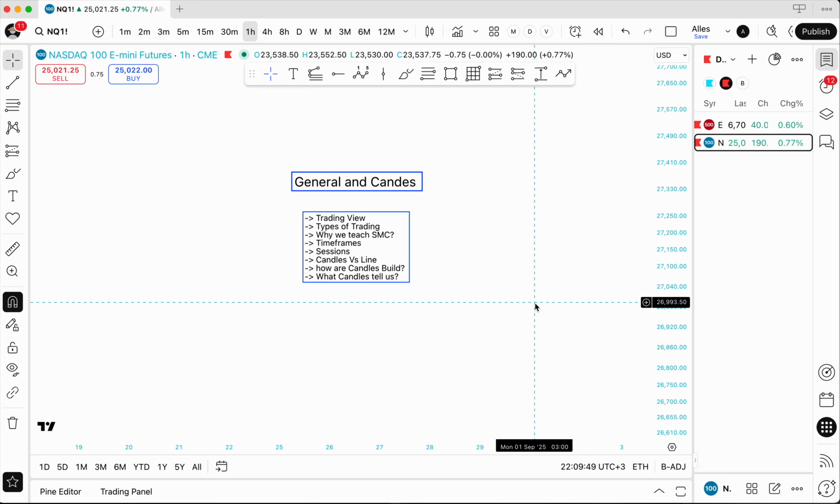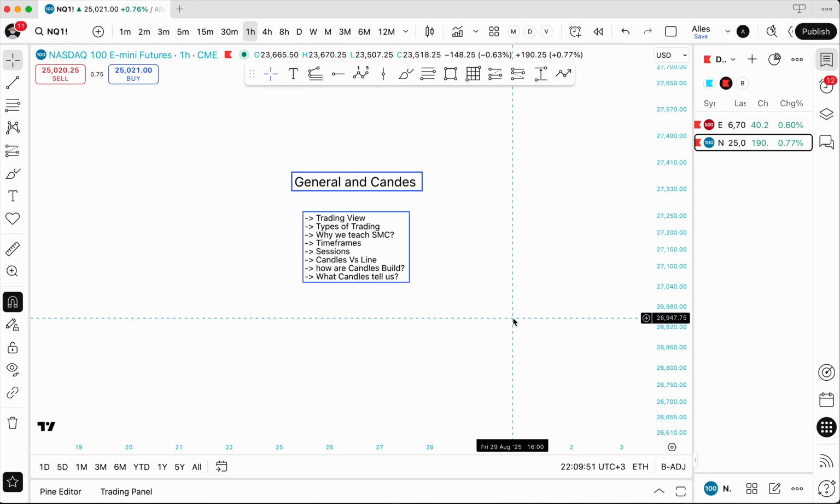So now we go into sessions. There's different trading sessions, different times in the day where different money is flowing into the market. There's three main sessions, basically. There's Asia session, there's London session, and there's New York session, which basically means that in Asia session, for Europe time zone, it's at night.